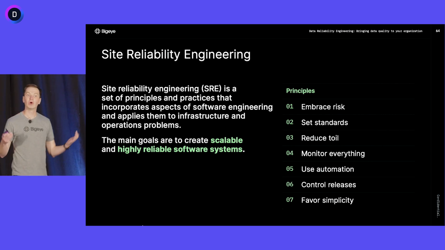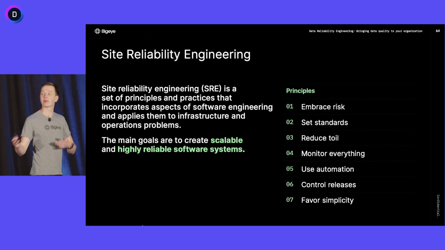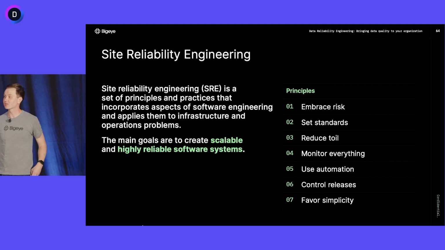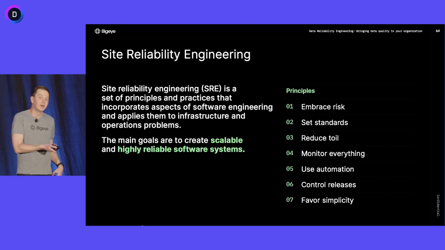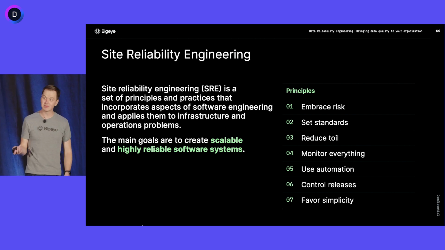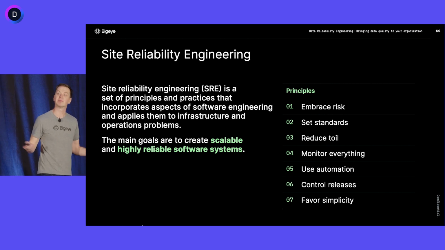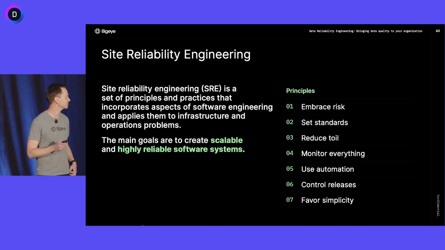What is good? What is the right standard for your data, for your application? Reducing toil. Nobody wants to push the same script over and over again. If you get woken up at 2 a.m. because you're getting paged because the system is down, you don't want to think what the next step is. You want to go push a button and have something solve that problem for you.